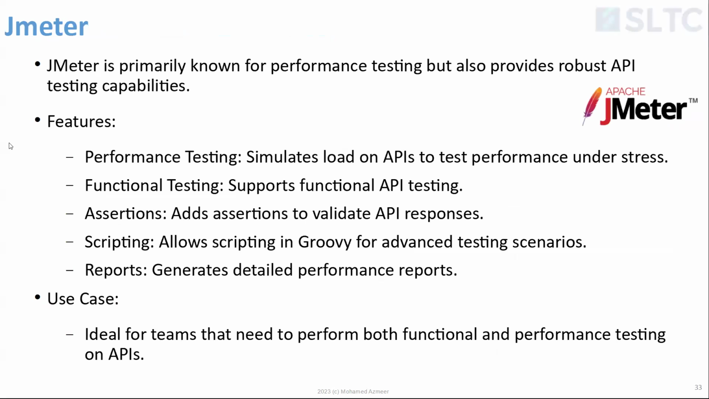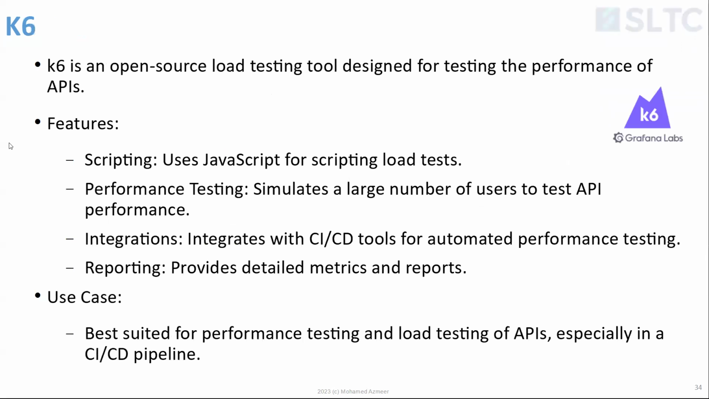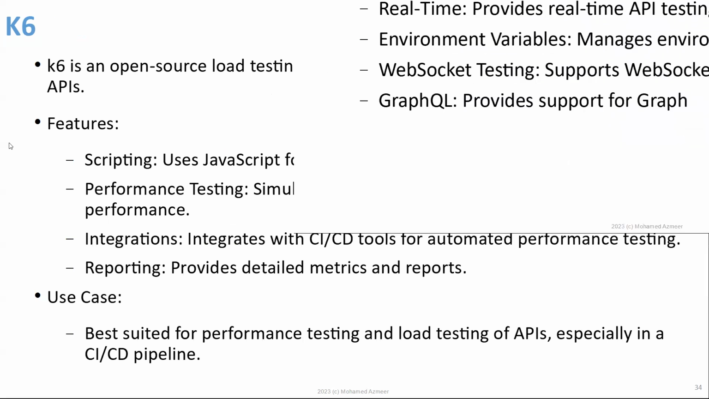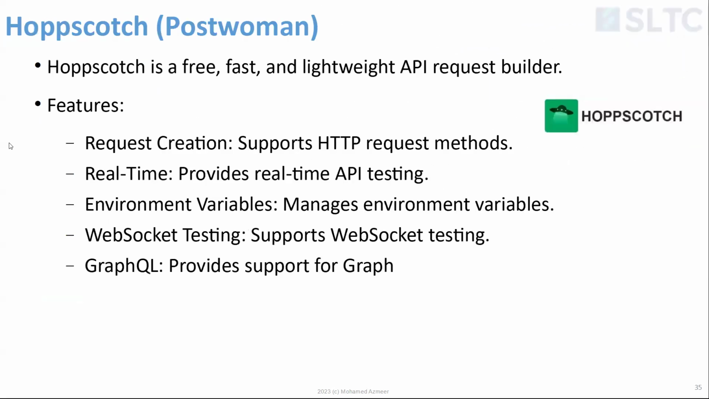And again, Apache JMeter. I think we saw it previously as well for function testing. We can also use it very well for API testing as well. Right? Oh, by the way, it uses Groovy for scripting. Remember, the other tools use JavaScript. Now, this one uses Groovy. K6 again, I think we discussed that previously. K6 can be also used for API testing. And another one, we saw Postman. Okay, here's Postwoman. It's called Hopscotch now. It's again a free lightweight API request builder. So it allows you to build the request nicely.